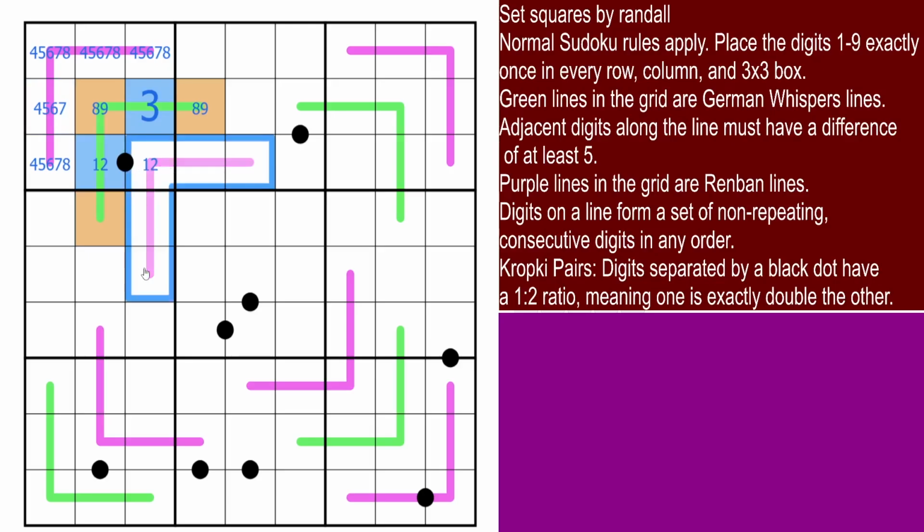Right, now look at this Renban. This Renban is a low Renban, right? It is either 1, 2, 3, 4, 5 or 2, 3, 4, 5, 6. So only up to 6 digits can come here, but definitely 3 will come onto this Renban because of this one too. Now 3 cannot be here. 3 must be somewhere here and 3 must be somewhere here.